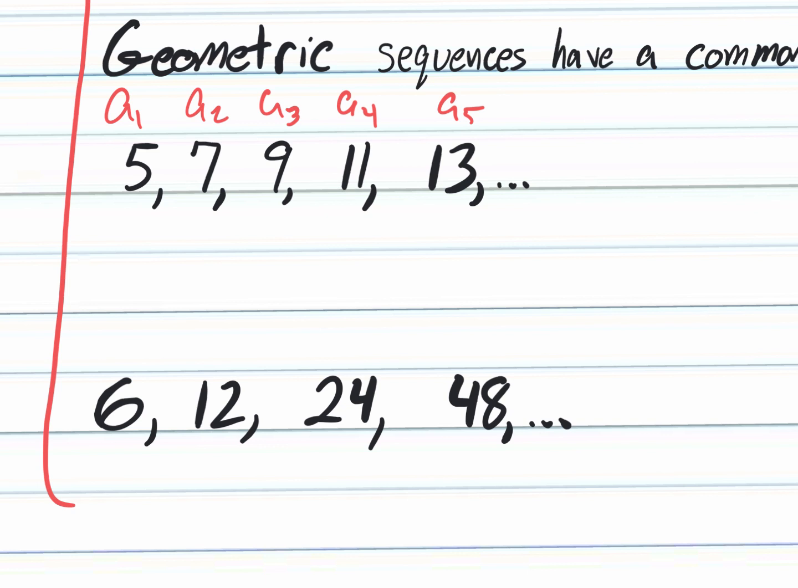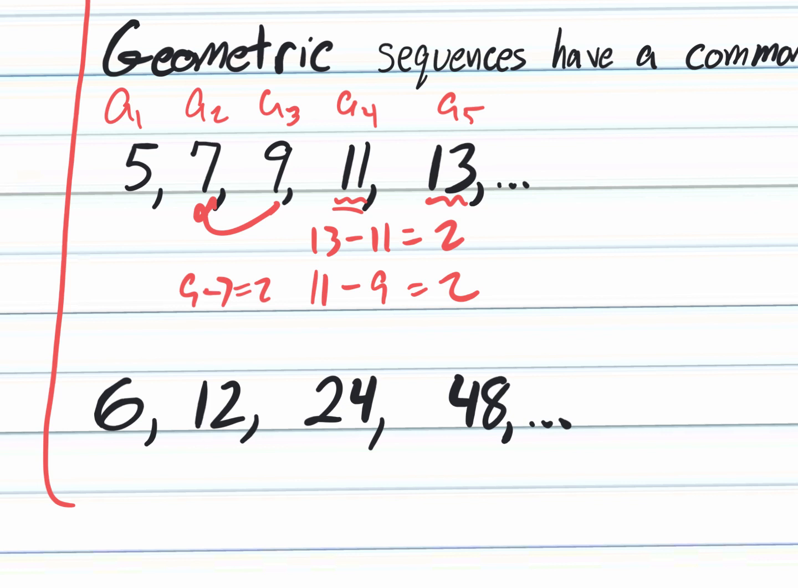Now, how do you find that common difference? I recommend to take a number and subtract the previous number from it. So 13, take away 11. That is 2. Or you could do 11, take away 9. That is 2, right? 9, take away 7 is 2.